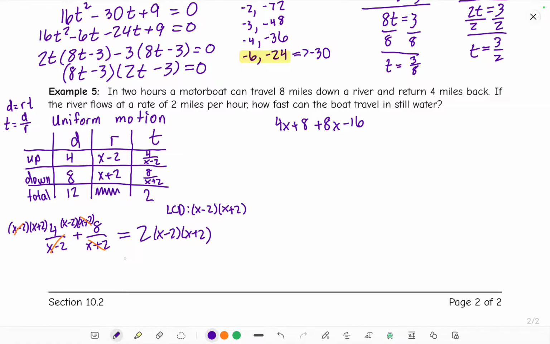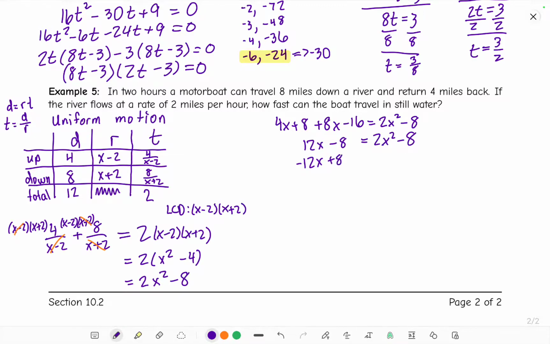So let me just simplify this before I go up there. x minus 2 times x plus 2 is our difference of squares, so that will be x squared minus 4. And then distribute the 2, we get 2x squared minus 8. Okay. Now I'm going to combine like terms. We get 12x minus 8 equals 2x squared minus 8. Then I'm going to subtract 12x and add 8 to both sides.